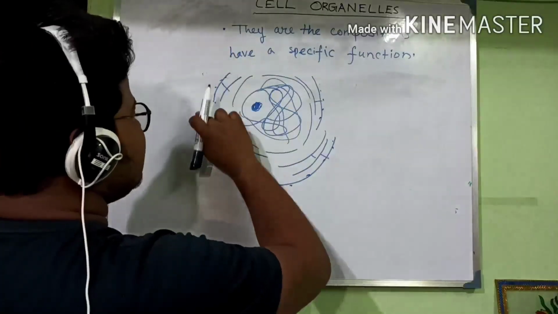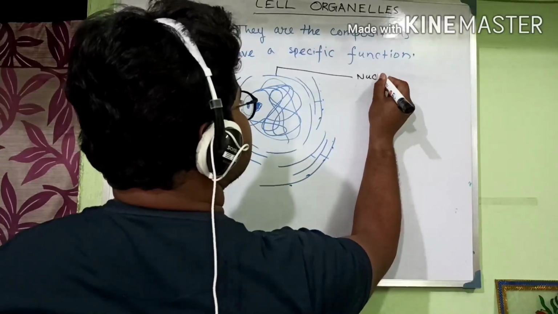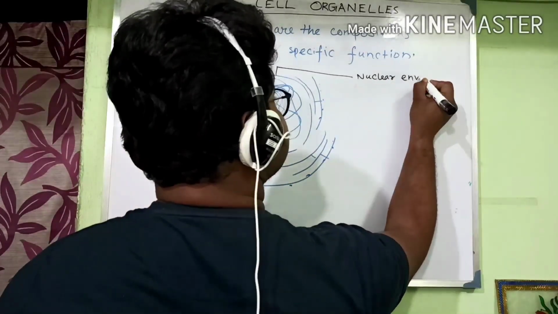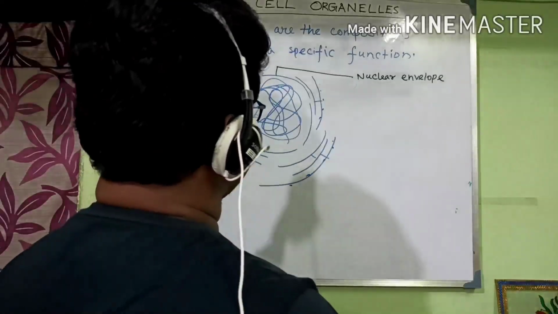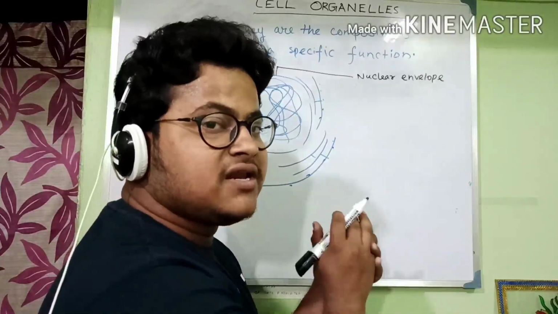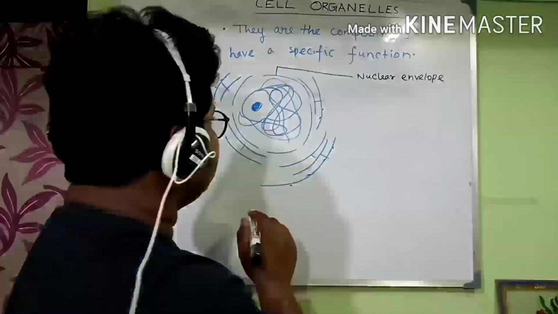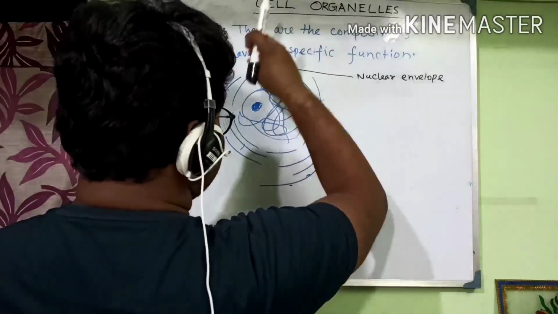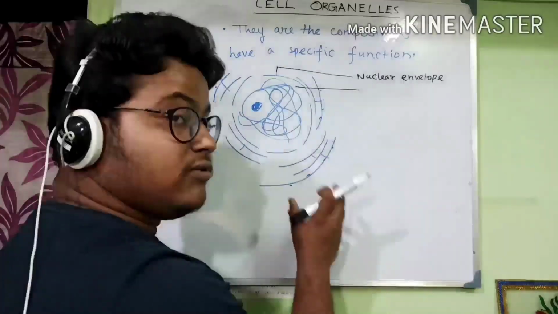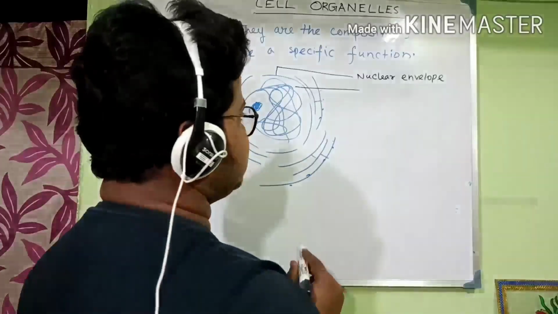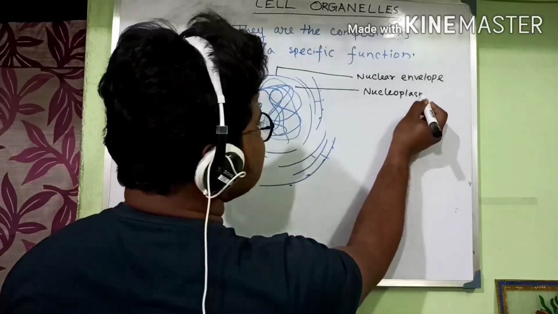This layer is known as the nuclear envelope. The nuclear envelope is a double membranous structure and it covers the entire material of the nucleus. So what is the material inside the nucleus? This portion is known as the nuclear matrix, the jelly-like structure known as the nucleoplasm.